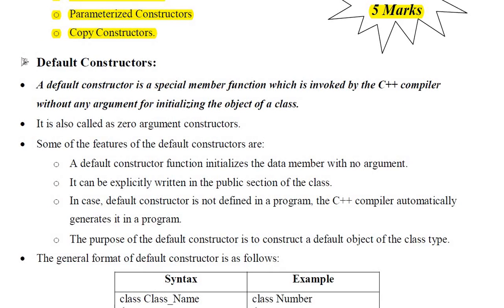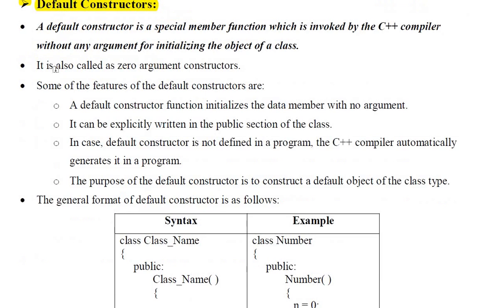First, what is default constructor? The definition is, a default constructor is a special member function which is invoked by the C++ compiler without any argument for initializing the object of a class. In simple words, a default constructor is a type of member function without any parameter. It is also called a zero argument constructor. So this is a constructor without any argument.